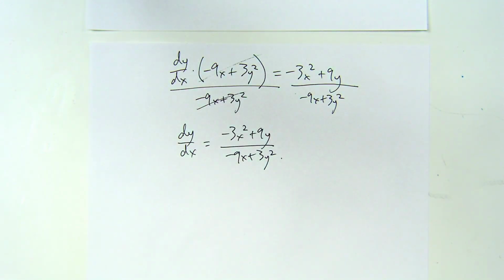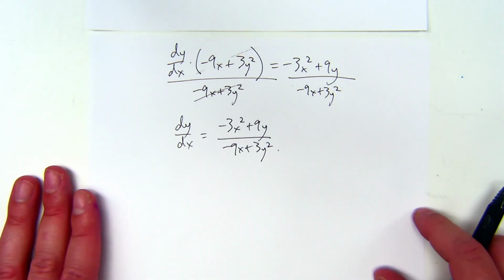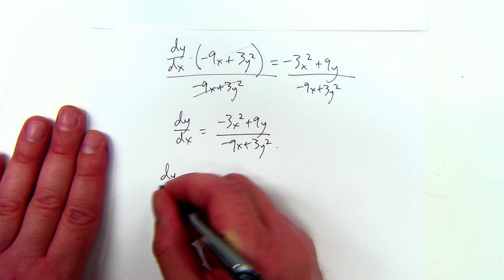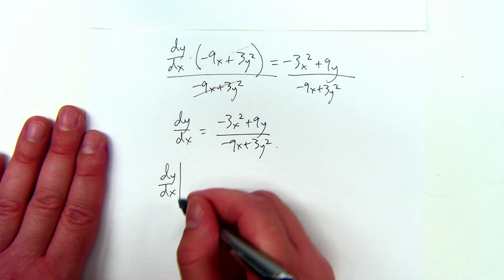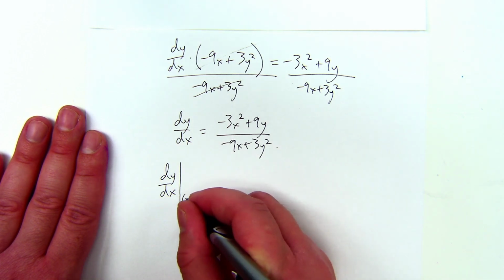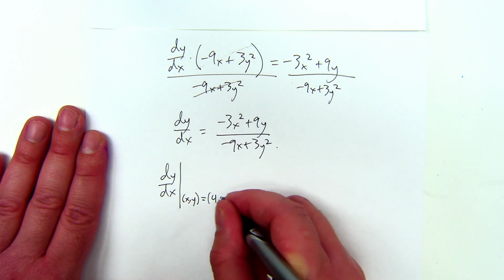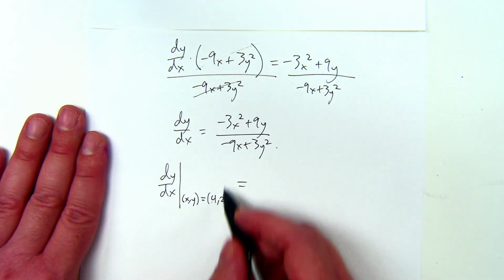So how do we use this? Well, remember our goal is to find an equation of the tangent line to this curve at the point 4, 2. So you've got the derivative here, dy dx is this. And we would like to evaluate this. Here's some perhaps new notation for you, perhaps not. I'm going to write this with a vertical bar. This is going to mean evaluate. So we're going to evaluate the derivative at xy equals 4, 2. And now we're going to plug in 4 for x and 2 for y.